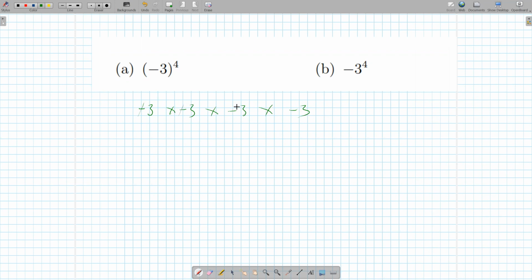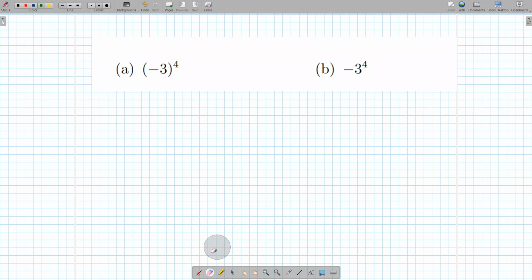So we can just kind of cancel out. We can ignore the signs here. What's 3 times 3? That's a 9. And 3 times 3 is also a 9. What's 9 times 9? 81. 81. And that'll be the final answer there. Okay. Look at B.